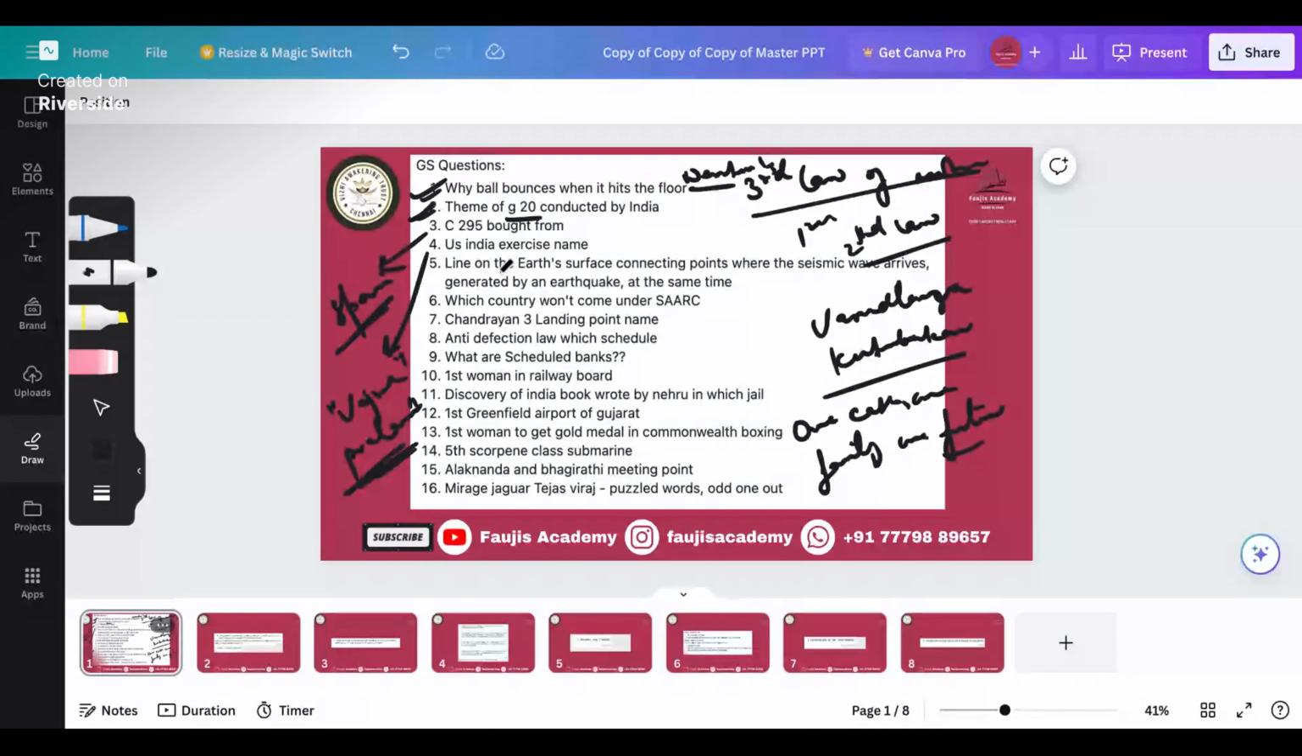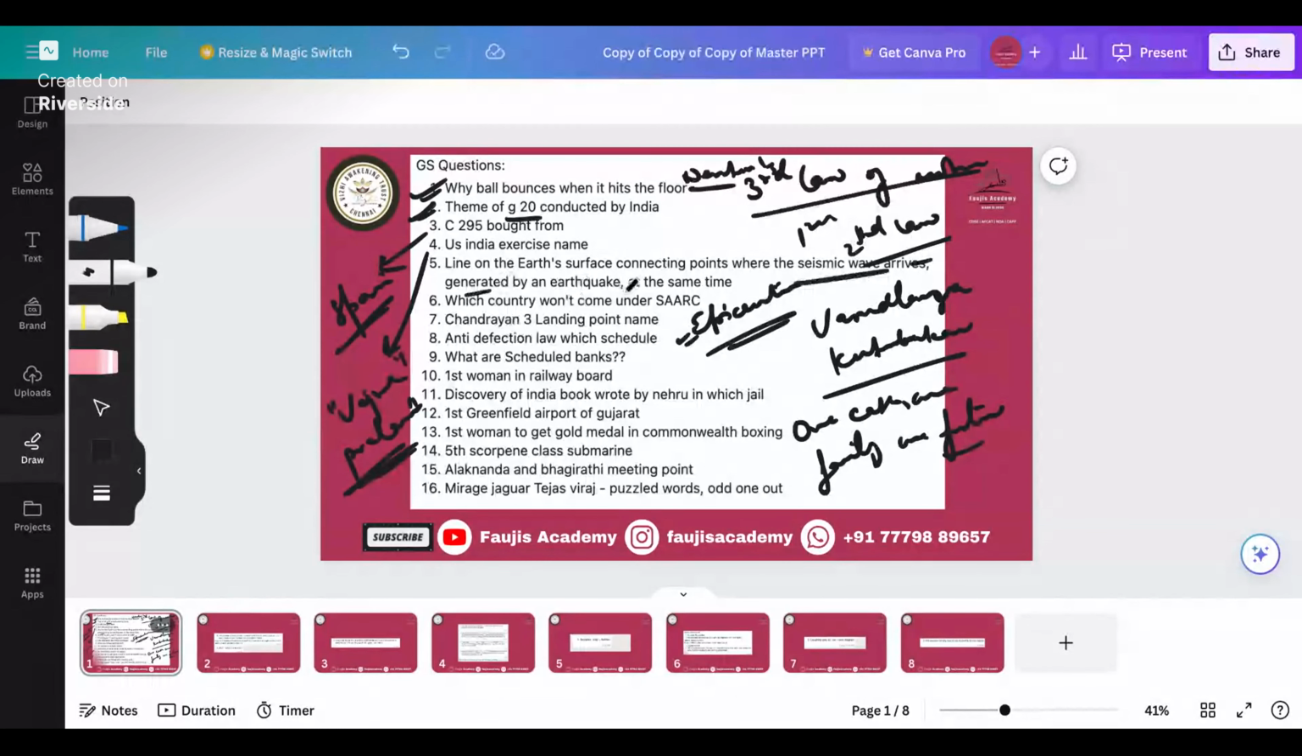Right, guys? The line on the Earth's surface connecting points where the seismic wave generated by an earthquake arrives at the same time. I'm not quite sure about this question, whether the answer should be epicenter or something like this. I don't know what is there in the answer options because I did not appear for the examination, for obvious reasons, because I cannot appear for it any longer. That's why, whether it is epicenter or something else, please check it. Your geography teacher will be able to answer this question in a much more elaborate fashion.